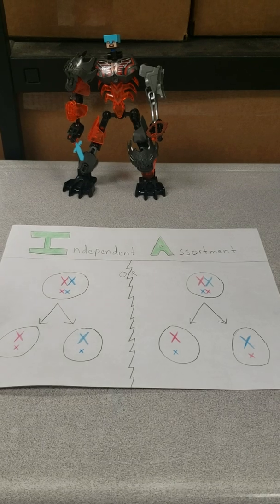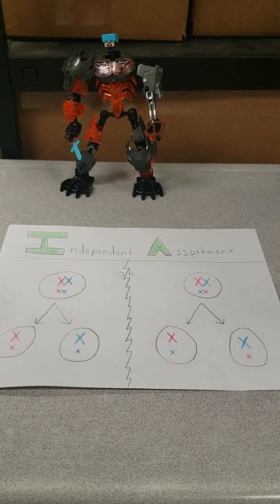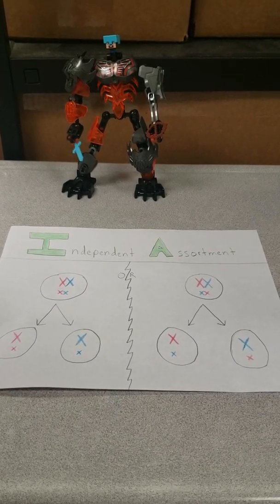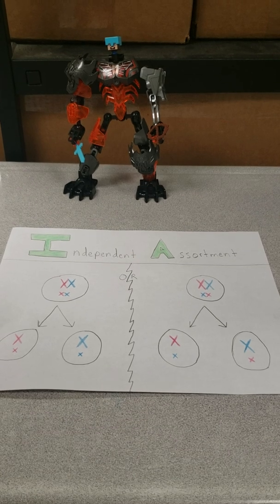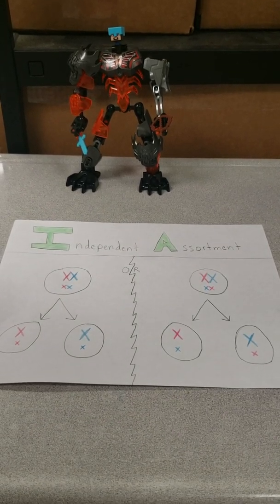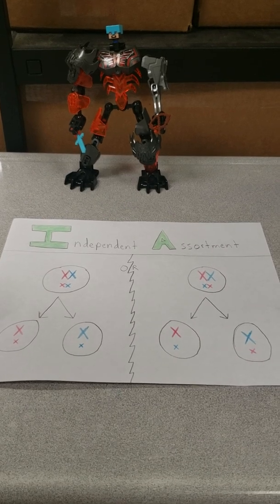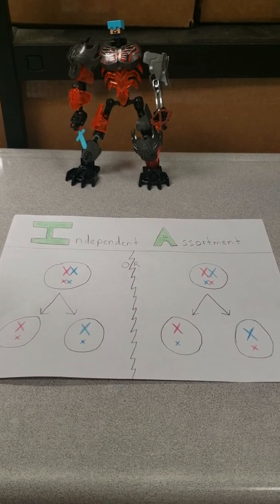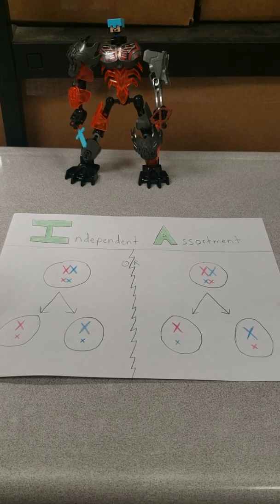Independent assortment. This occurs during metaphase 1 and is the principle that alleles for separate traits are passed independently of one another. However, due to genetic linkage, which is the tendency of traits close together on a chromosome to be inherited together, there are some exceptions to the rule.